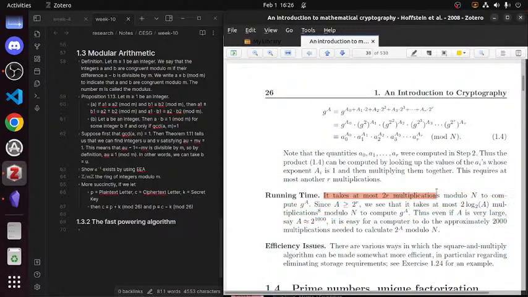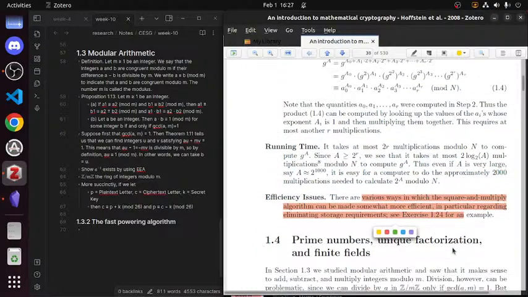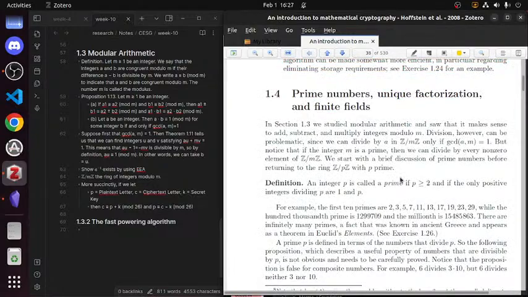So, running time, it takes at most 2R multiplications, modulo n to compute. Since A is greater or equal to 2R, we see this takes at most 2 log 2A multiplications. Thus, even if A is very large, it is easy for a computer to do. As for efficiency, there's various ways in which it can be made more efficient.